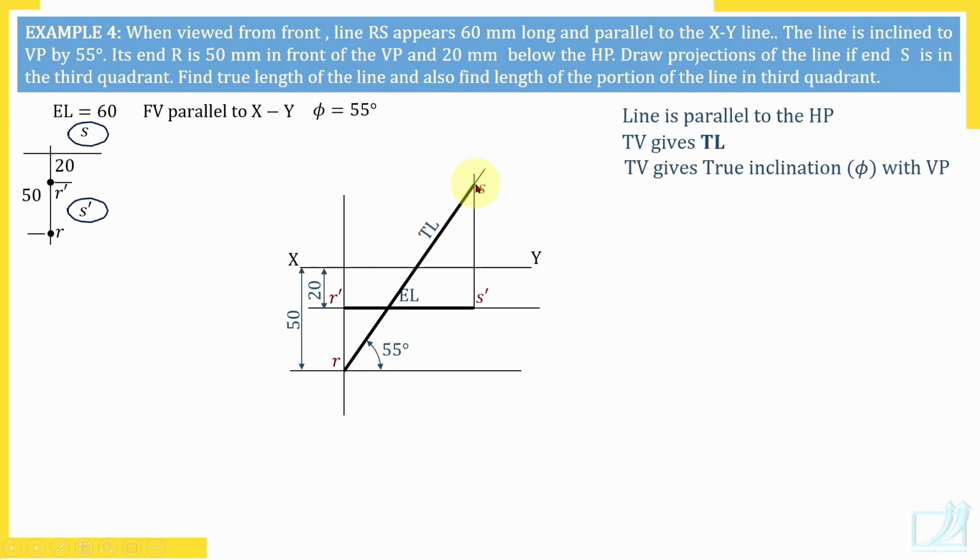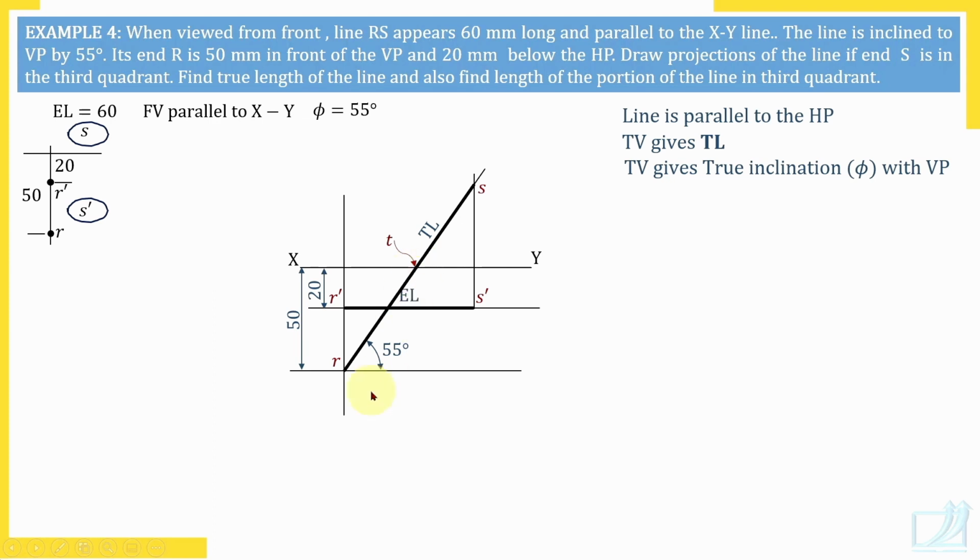Where top view intersects XY line. Now front view is not intersecting XY line, top view is intersecting XY line. So where top view intersects XY line, label that point as T. Any letter you can use. But what is the importance of this point?